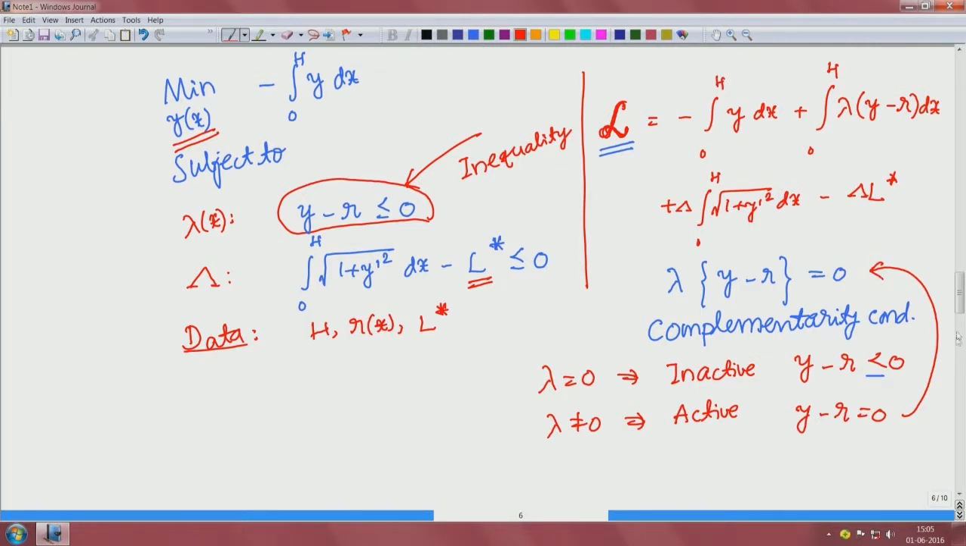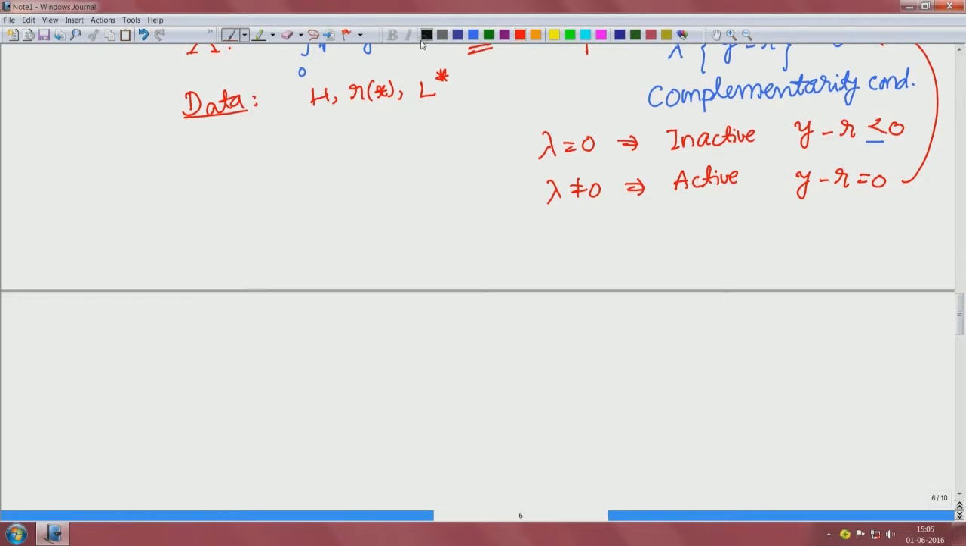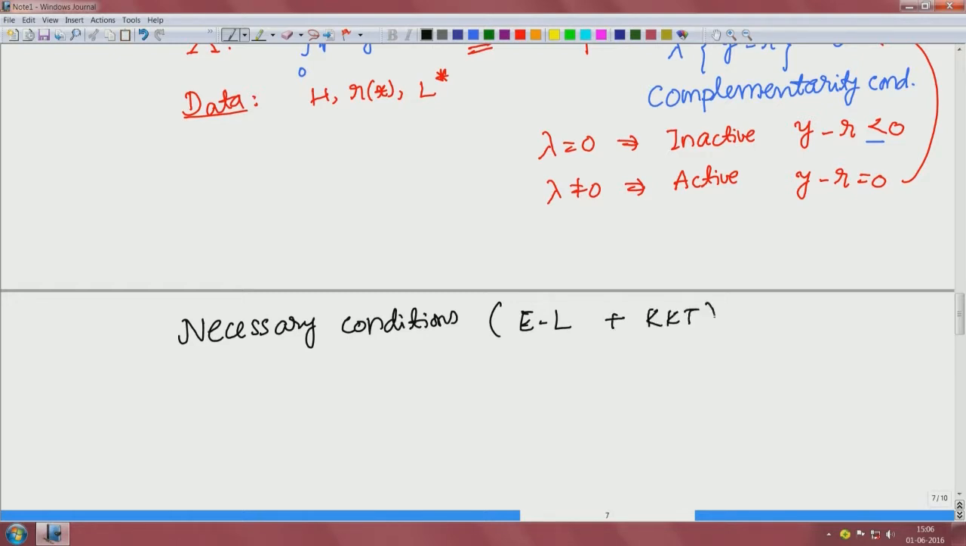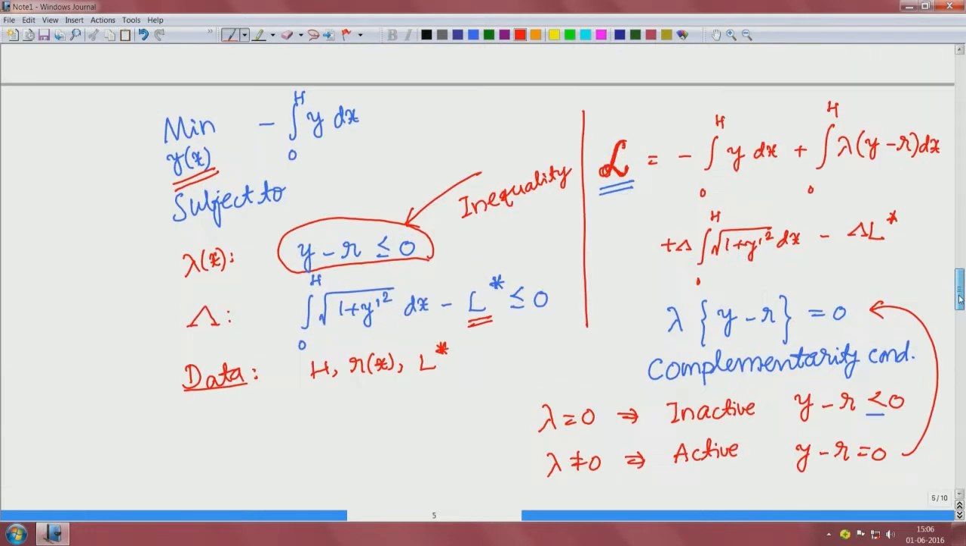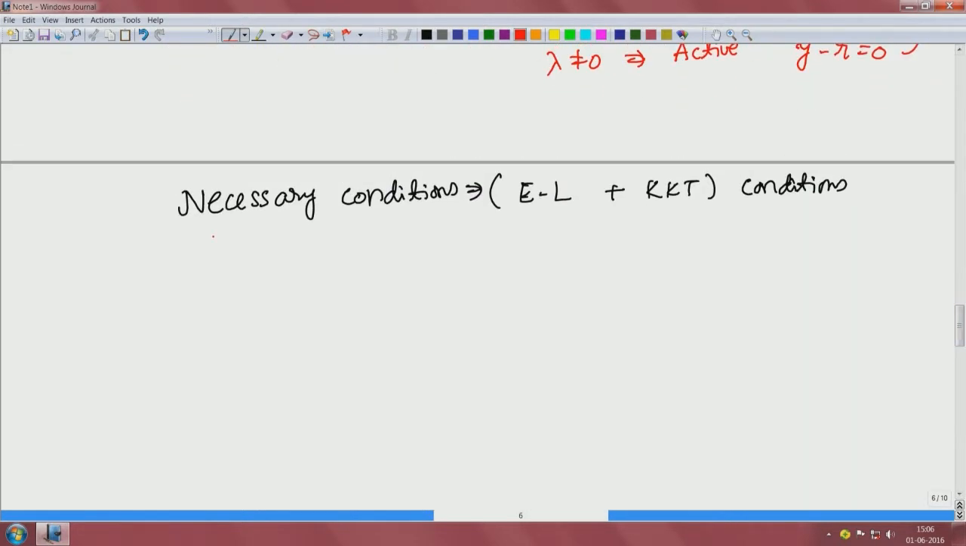Okay. So, for this problem we can write the necessary conditions. We can write the necessary conditions in the manner of KKT conditions for calculus of variations, that is Euler-Lagrange equations plus KKT conditions. That is what we mean by necessary conditions for this problem. If we do that, we have this Euler-Lagrange equation. In the Lagrangian, we have this entire integrand. Let me write that integrand. Let me write the Lagrangian here.